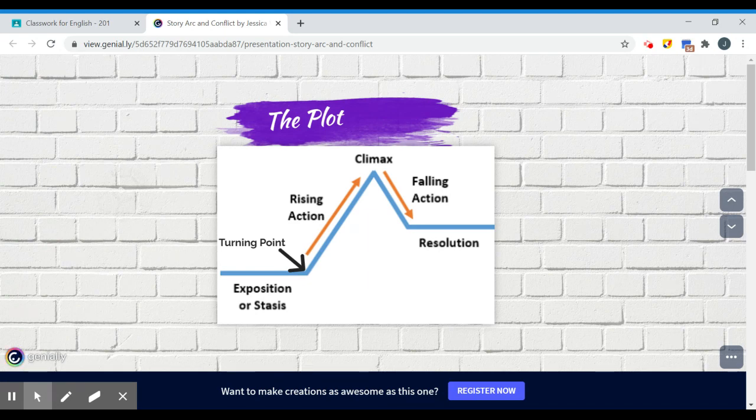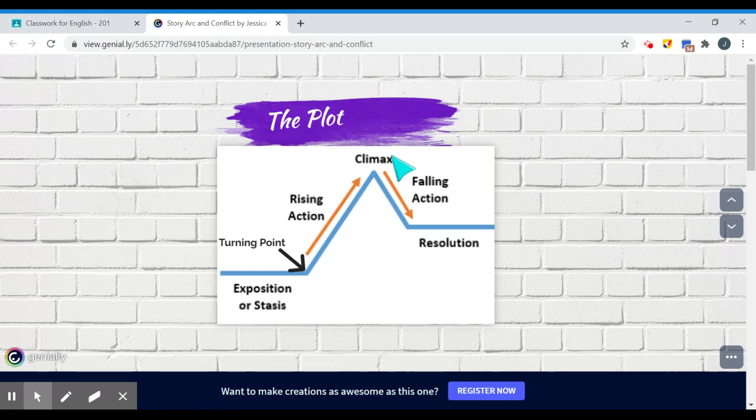A good way to know the turning point is that if you were to take it out of the story, would the story have happened at all? And if the answer is no, then that would be the turning point. If you're worried that there might be two turning points in a story, you should go with the first one, because probably the second turning point wouldn't have happened if that first turning point hadn't happened. And then we have the rising action, where our events are building up.